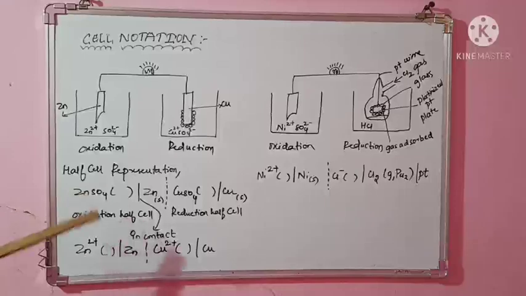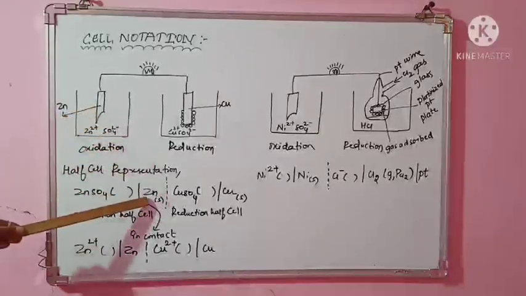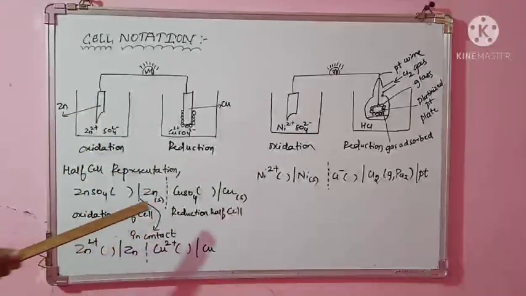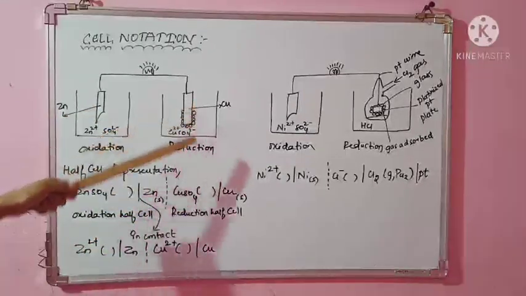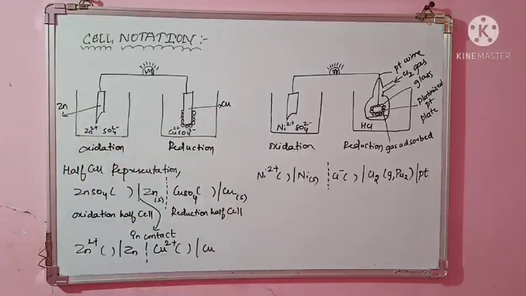So once again I summarize. Zinc sulfate solution, its concentration, in contact with zinc metal. This is the oxidation half cell. Similarly, copper sulfate solution and its concentration, then in contact with the copper electrode. This is a very simple representation. Or in other terms, in place of ZnSO4, in some books you find it as Zn2+, its concentration, in contact with zinc. Similarly, Cu2+, its concentration, in contact with copper. This is the half cell representation.